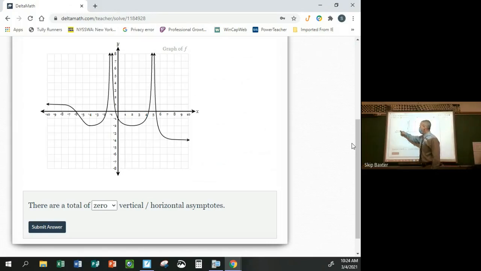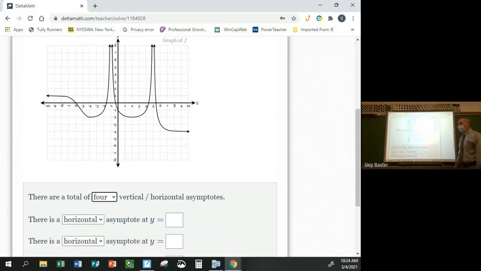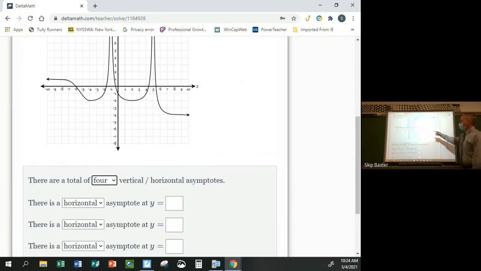Well, if I look at this, there's a horizontal asymptote here, and the one down here is different. So that's two horizontal asymptotes, and you can see clearly that there's two vertical asymptotes. So I would say there's a total of 4 vertical and horizontal asymptotes. Then you just have to say what they are. I'll start from left to right. There's a horizontal asymptote at y equals 1.